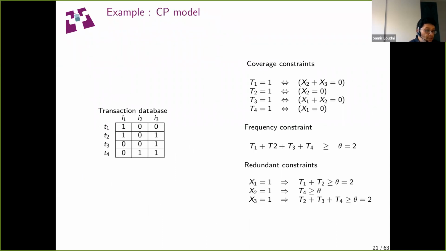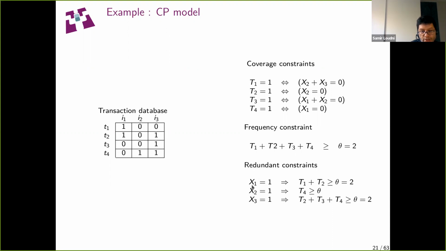If you consider this transaction database, constituted by 3 items and 4 transactions, we have here the CP model based on reified constraints. We have the 4 coverage constraints. We have 1 frequency constraint, the sum of the transaction variables. This sum must be greater or equal to 2, as we suppose that the minimum frequency threshold is equal to 2, and we can add some redundancy constraints.